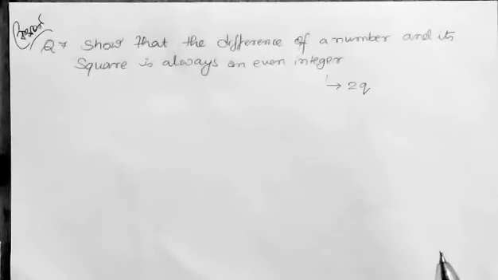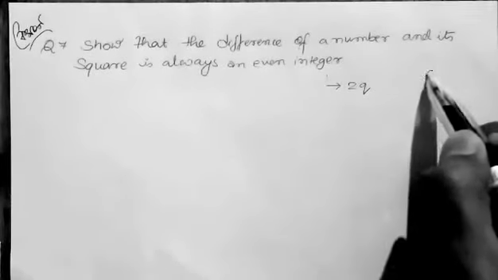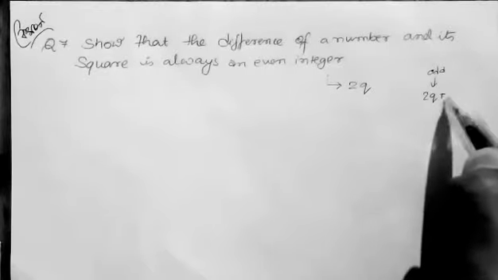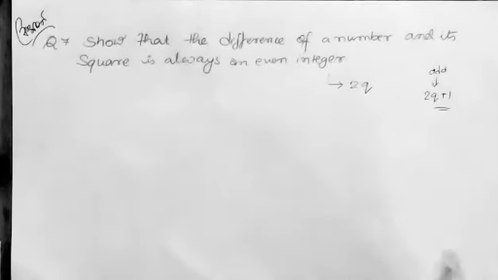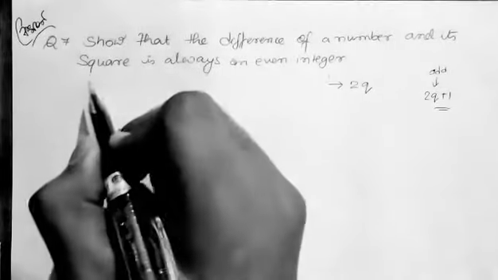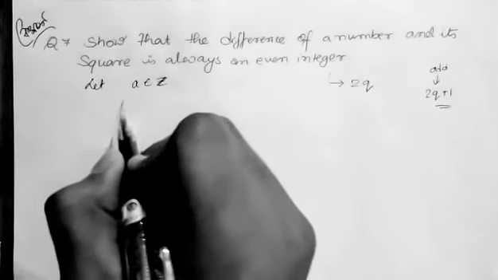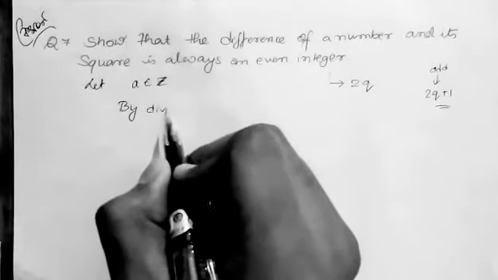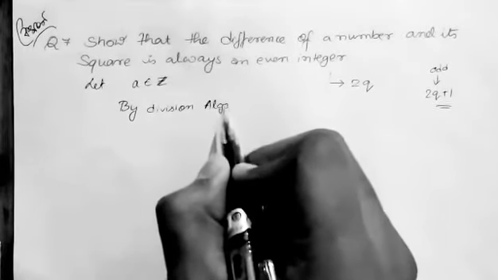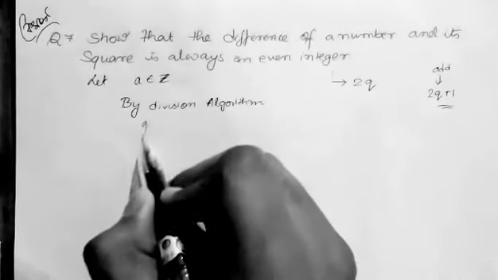And what was the condition for an odd integer? Any odd integer can be expressed as 2q plus 1. We discussed this in our previous video. So let us proceed likewise as we did in the previous question. We will at first consider that let a belong to the integers. So by division algorithm, we have considered a belongs to the integers.